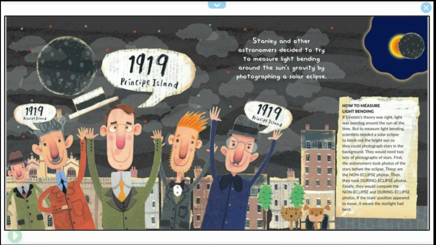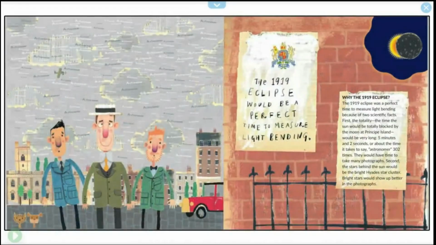First, the astronomers took photos of the stars before the eclipse. These are the non-eclipse photos. Then they took during-eclipse photos. Finally, they would compare the non-eclipse and during-eclipse photos. If the star's position appeared to move, it meant the starlight had bent. The 1919 eclipse would be a perfect time to measure light bending.